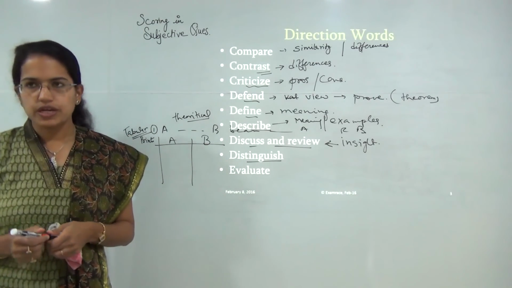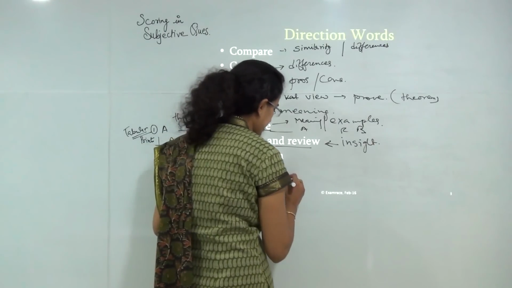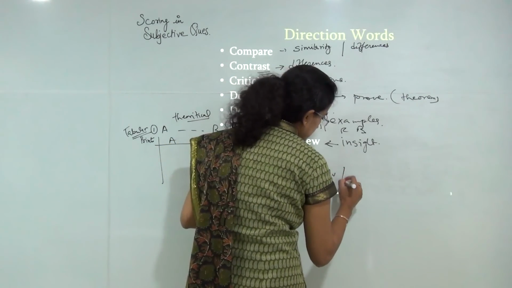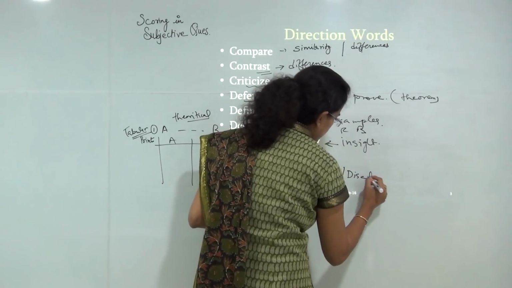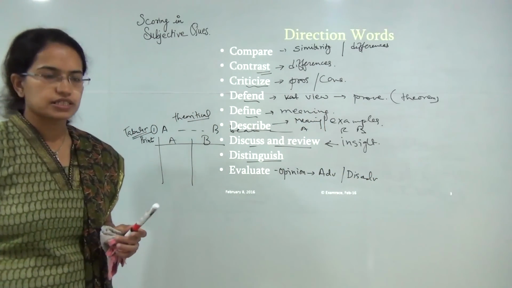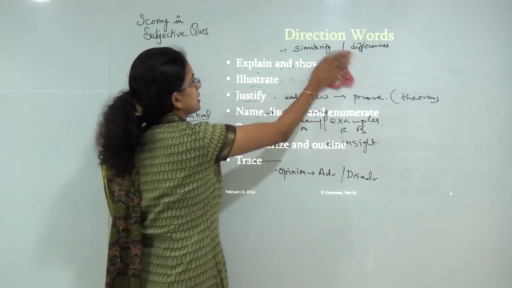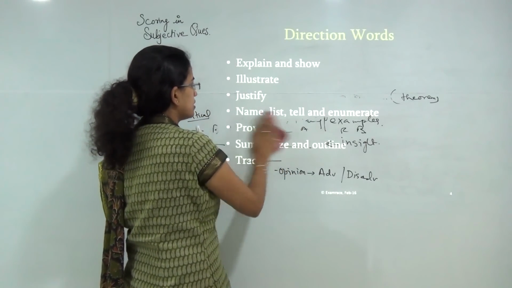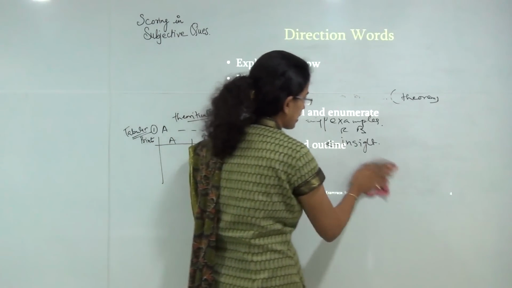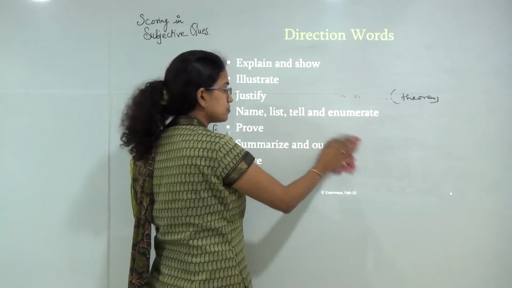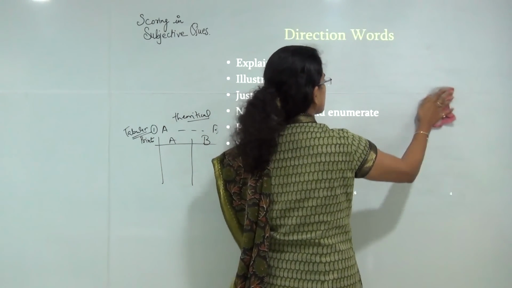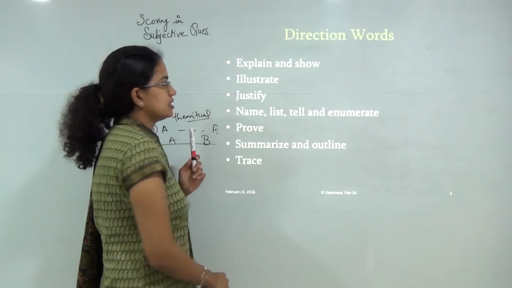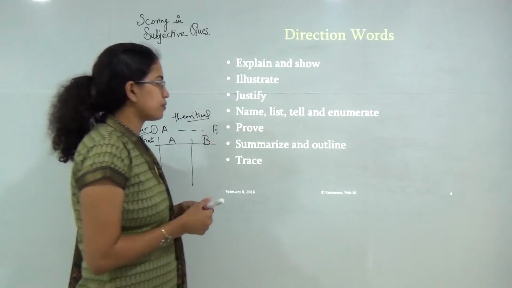When you are asked to evaluate, your opinion is added to it. Along with that, you mention the advantages and disadvantages of a certain thing. That is what we cover under evaluation. The next is explain and show, where you are directly explaining the fact. Then illustrate. Illustrate means you are explaining the fact with certain examples, and it's much better if you put in diagrammatic explanations for illustration. Justify again means you are trying to prove your point.